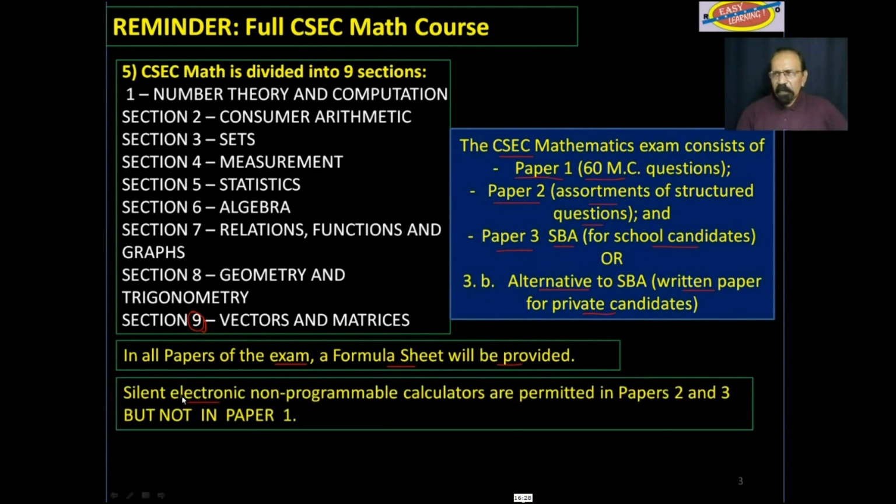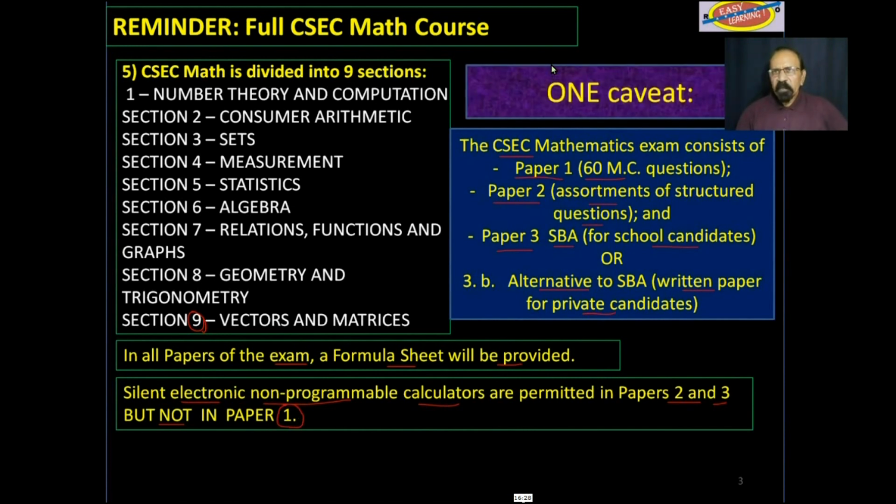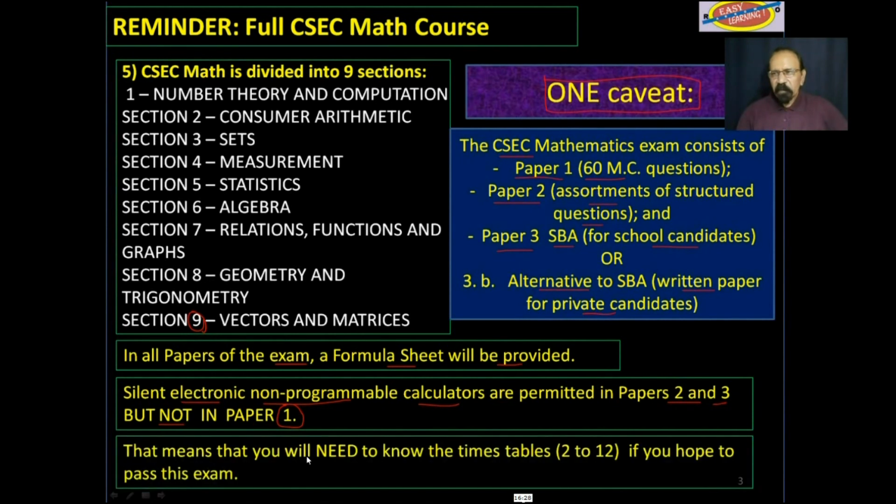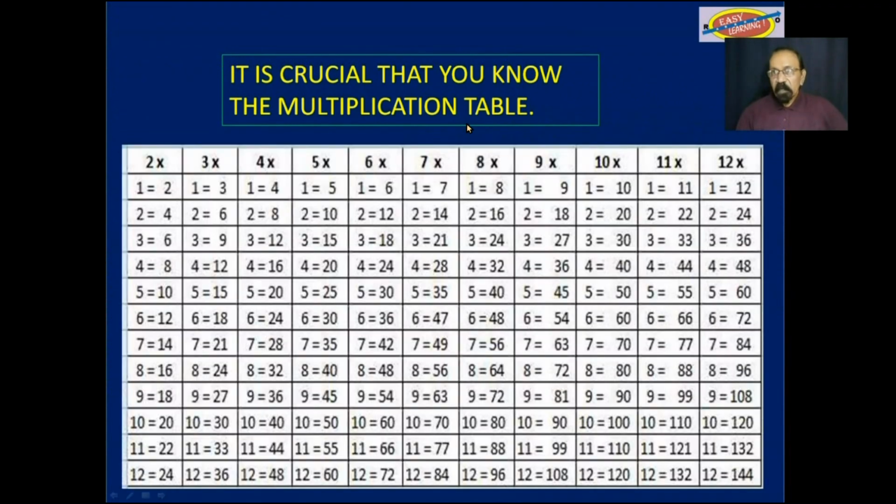Also, silent electronic non-programmable calculators are permitted in papers 2 and 3, but not paper 1. So I am reminding us again that this presents you with one caveat, and that is that you will need to know the times tables from 2 to 12 if you don't know them already. Just an emphasis that you need to know these tables.